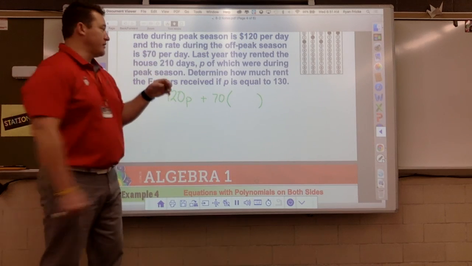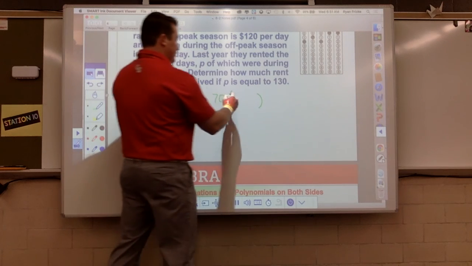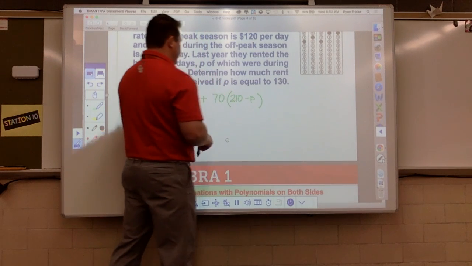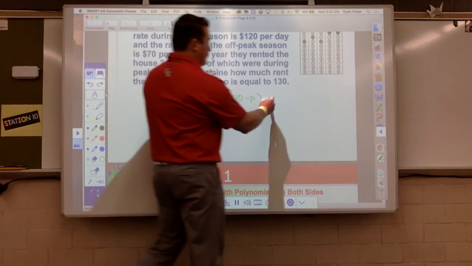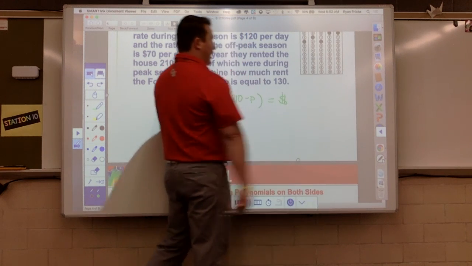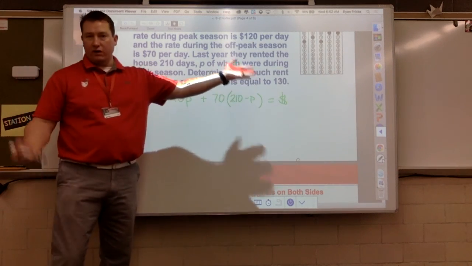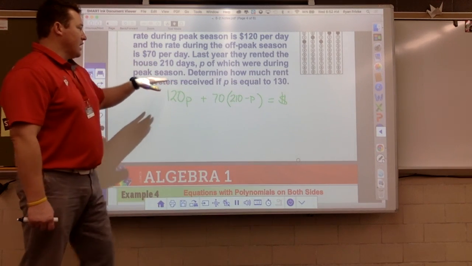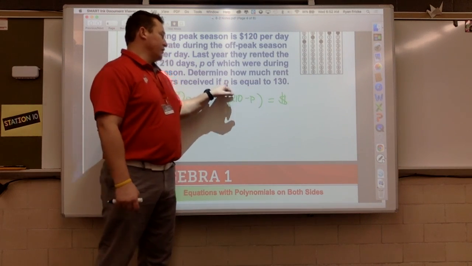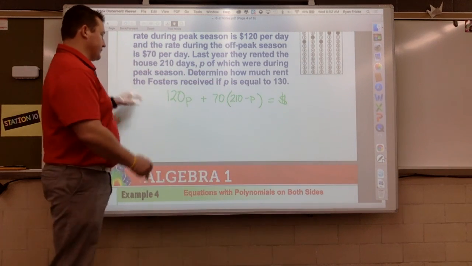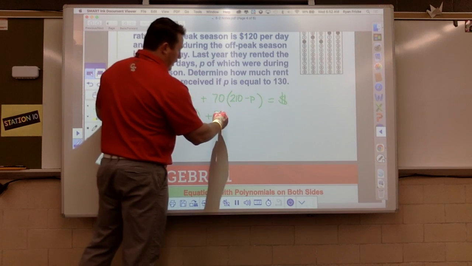Again, 210 days is how many we rented it for. Some amount were peak days, meaning the rest of them were non-peak days. So it's going to be that 210 minus P. Okay? And there we go, right? This is going to be equal to how much money we've rented the house for in the course of the year. All right, so there's our expression, equation, whatever you want to call it, if you put an equal sign on it. And now we have to do this. So how much rent did they receive if P, so the number of peak days, is equal to 130? So that means I'm going to have to get out my brain calculator here. So we're going to substitute in 130.